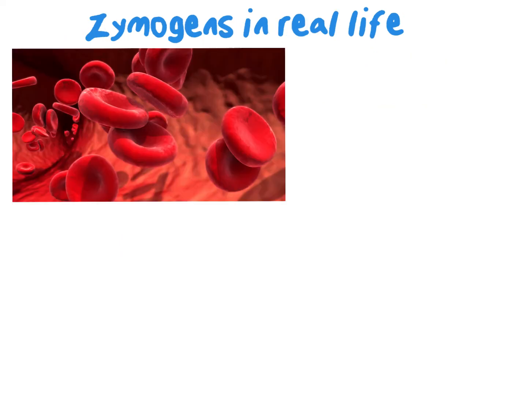There are a variety of examples of zymogens and their role in real life. One example of zymogens playing a role in real life is in the process of blood clotting. When you get a cut, it is important that enzymes work quickly to allow that cut to heal by forming a blood clot as one of the first steps in that healing process.